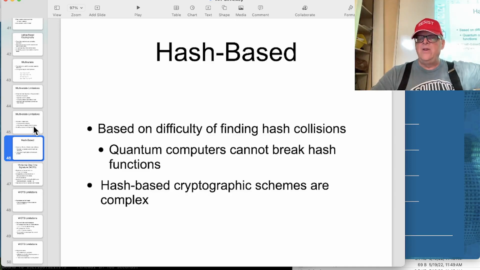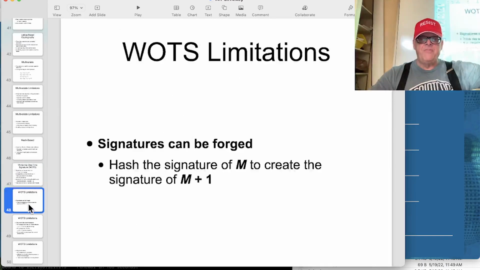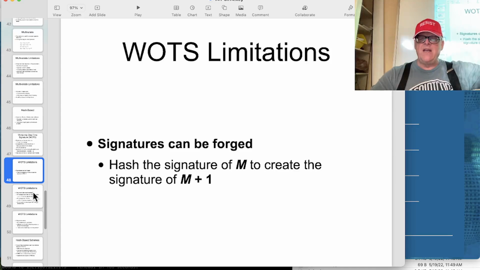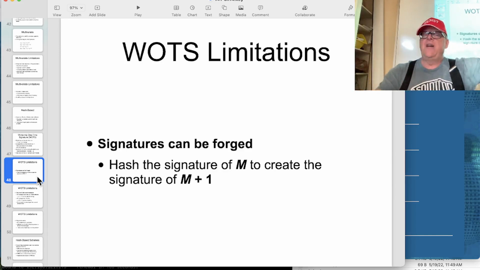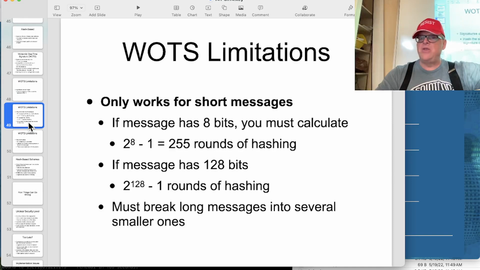There's also one using hashing based on a difficulty of finding hash collisions, and those are complex, and something called the Winternitz one-time signature is another way to do it. Signatures can be forged, however, in this system. And like I say, nobody's using it yet. This method has not been approved by NIST. The other methods are the ones that actually survived the multi-year vetting process to come up with a system that's actually practical, and they recommend it thinking it's going to be trustworthy.